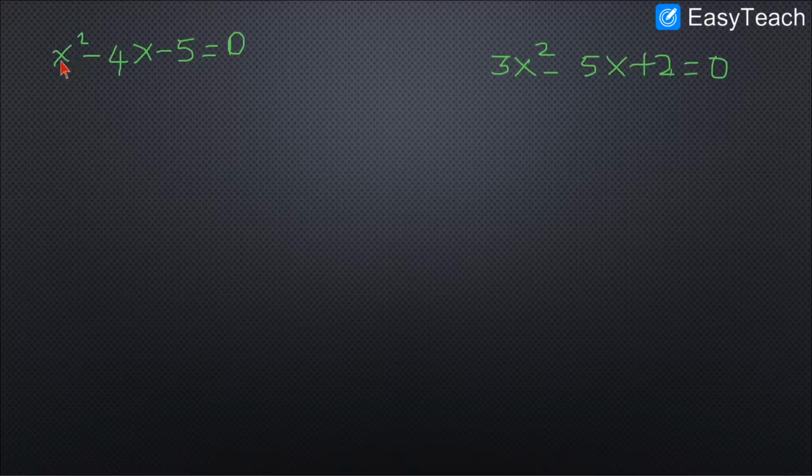Look at the coefficients of x square. Here we don't have any coefficient. Actually the coefficient in this equation is 1 and here the coefficient of x square is 3, which means if the coefficient of x square is 1, then that equation is called a perfect square. If the coefficient is other than 1, then it is a non-perfect square quadratic equation. Let's solve the perfect square quadratic equation first. Then we do the non-perfect square quadratic equation.